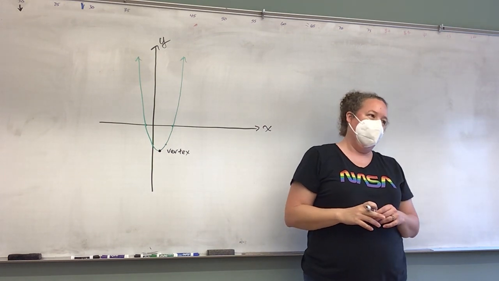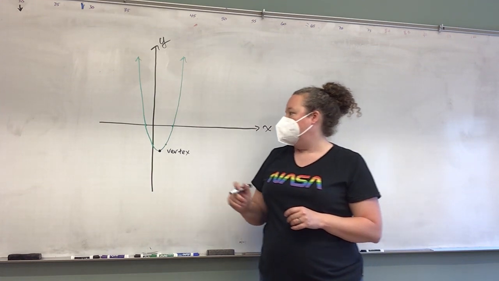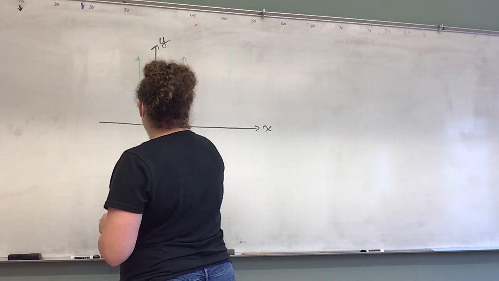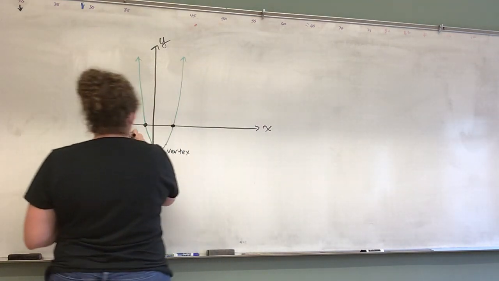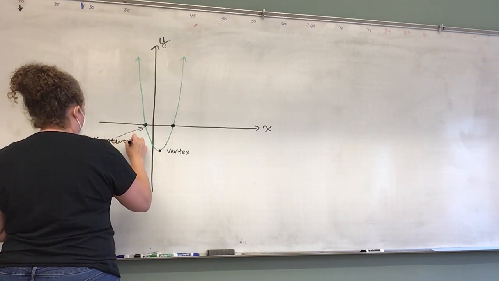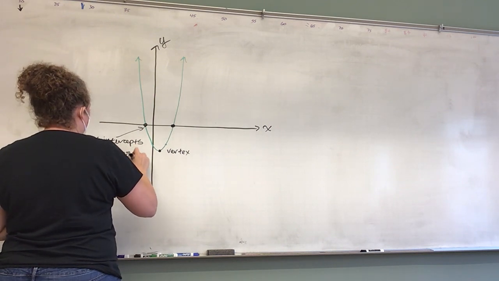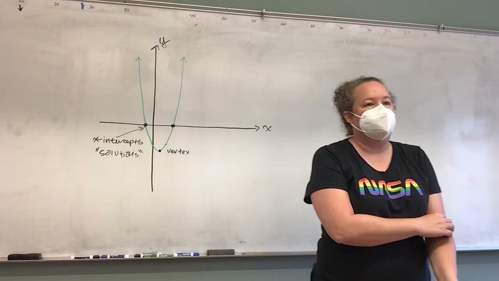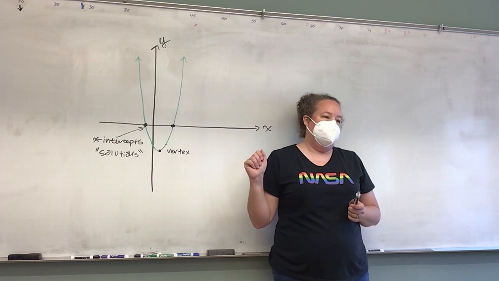Yes, Lily? It has a y-intercept and 2 x-intercepts. That's right. So here we can see this guy does have a y-intercept. And importantly, it has 2 x-intercepts, which are also known as solutions. So if you're asked to solve a quadratic equation, you're looking for the intercepts. You're looking for the place that it crosses the x-axis.